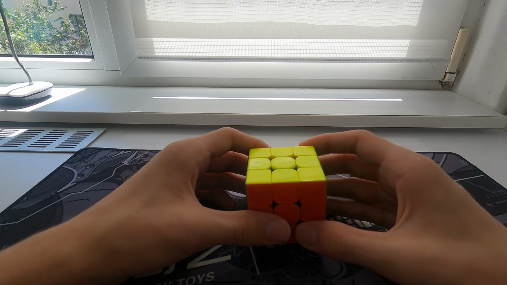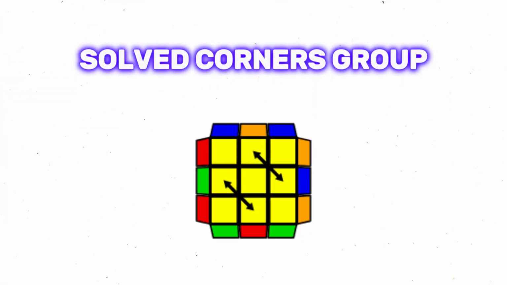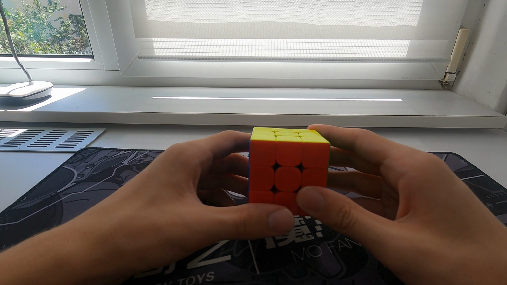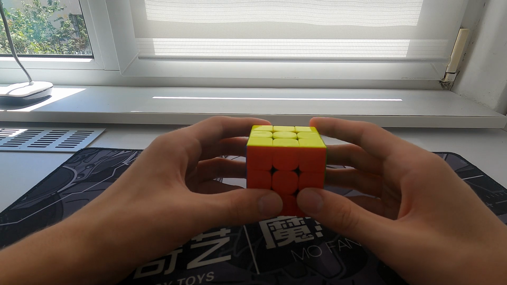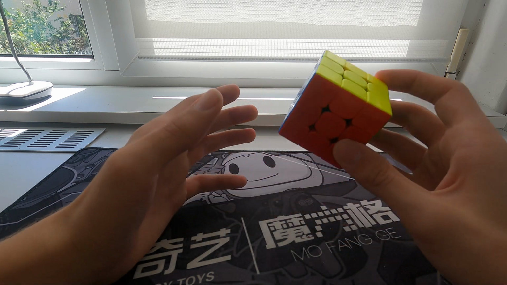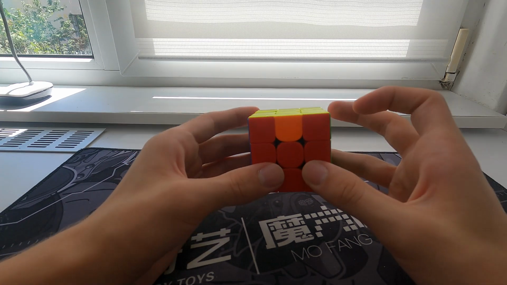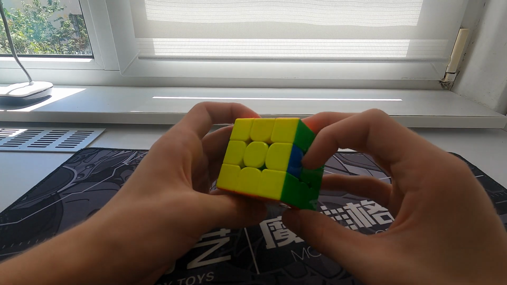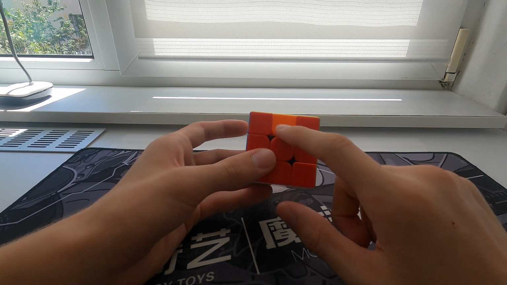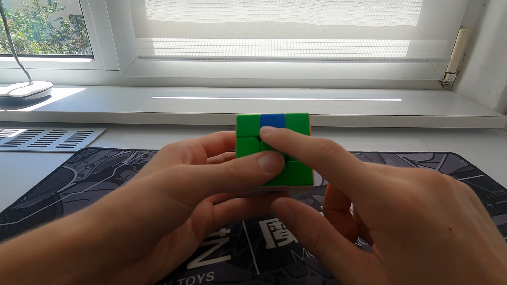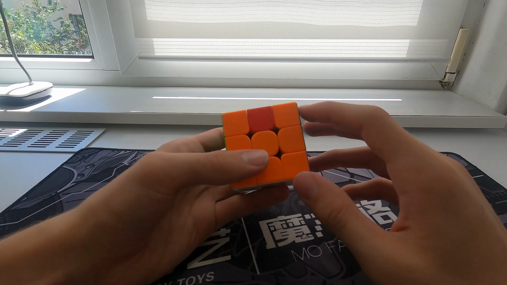Now for the last group, we have the solved corners group, the shortest of the three and the one that has the easiest PLL to recognize. So let's just start with the H perm. You can recognize it by the solved corners, obviously, and the edges that are in the opposite places. So here it should be red, but it's orange, here should be green, but it's blue, and so on.